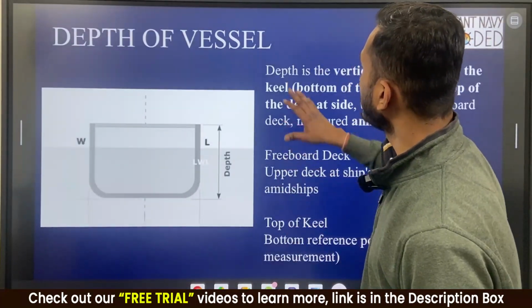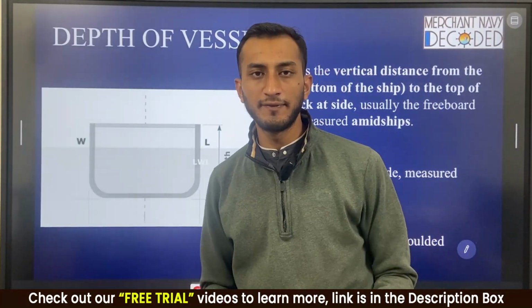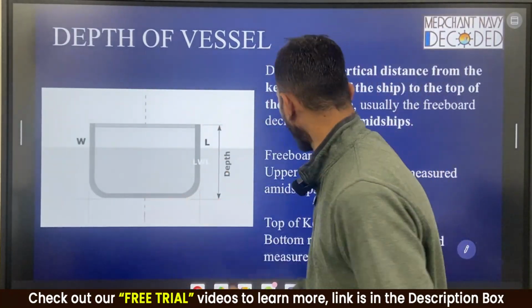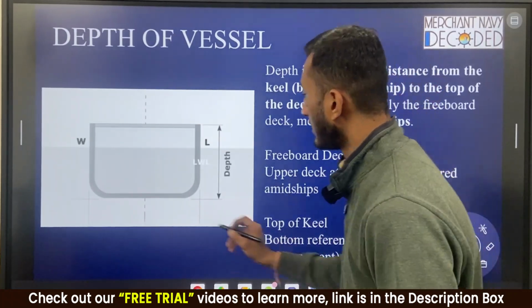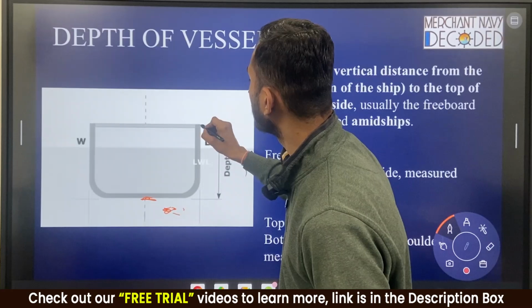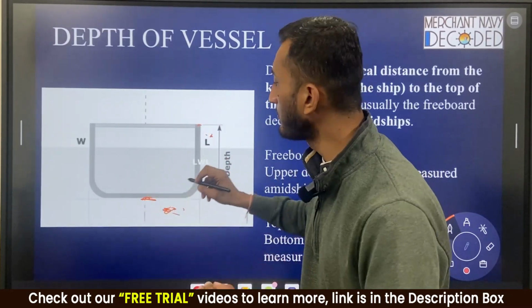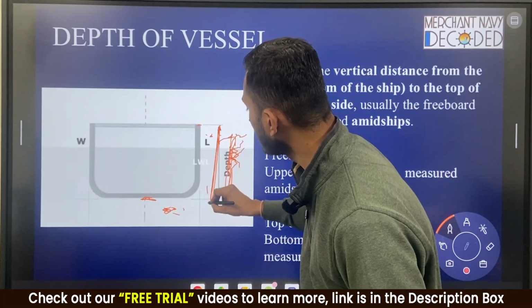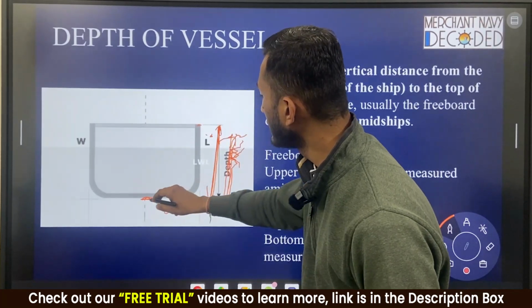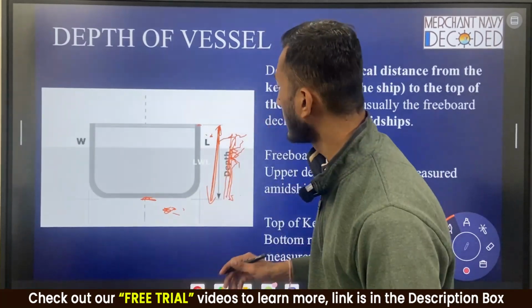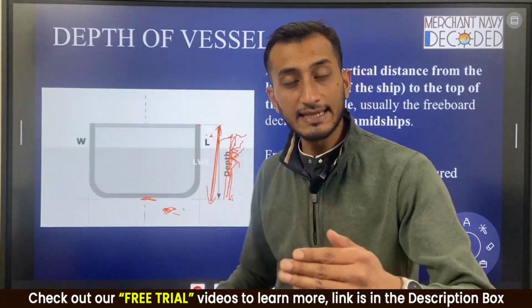Now the depth of the vessel. What is the depth of the vessel? As you can see in the image, this is the bottommost keel plate, and this is the topmost deck, that is the freeboard deck. The distance between these 2 points is the depth of the vessel, and it is taken at the midship.